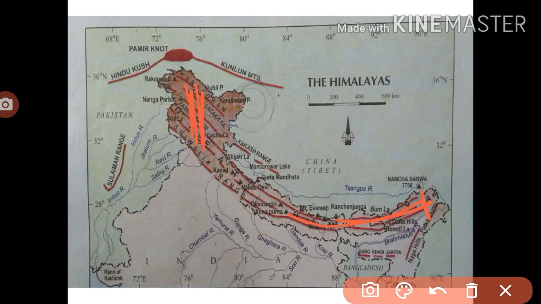The Himalaya consists of three parallel ranges in its longitudinal extent, which we can see. A number of valleys lie between these ranges. We can see a number of valleys on this mountain side.